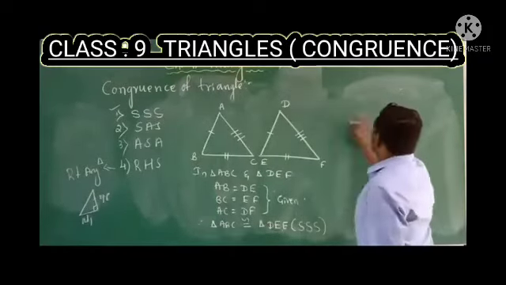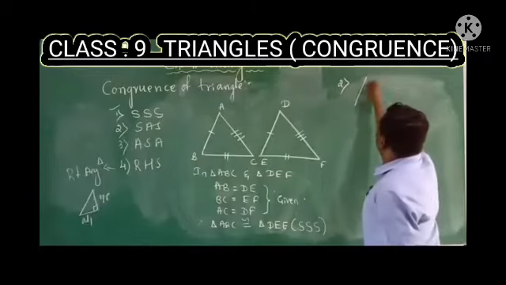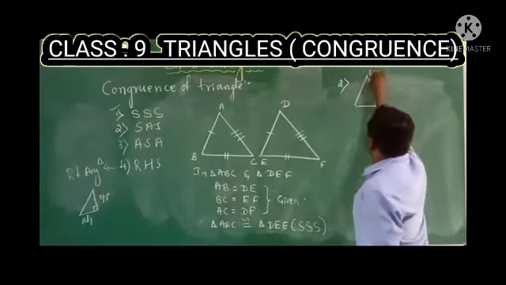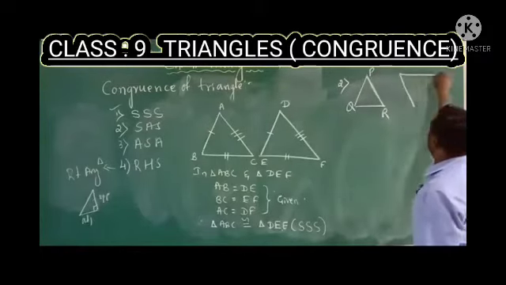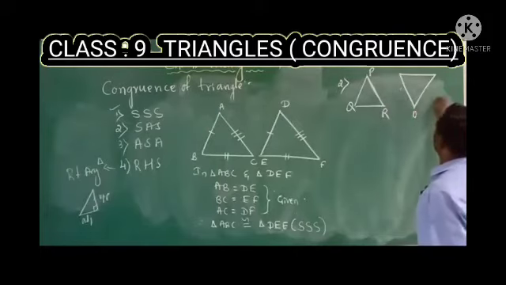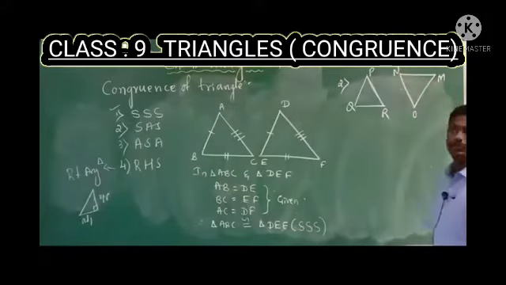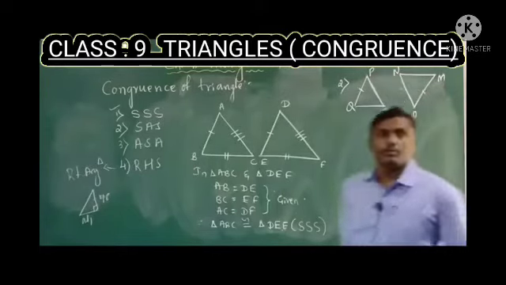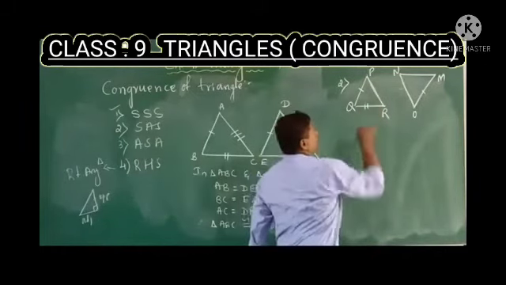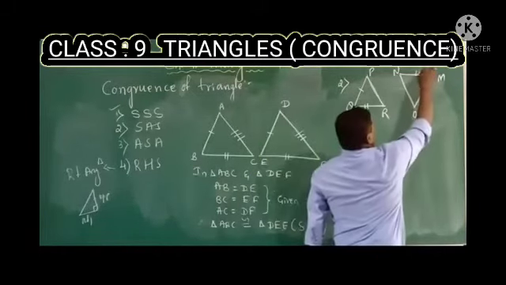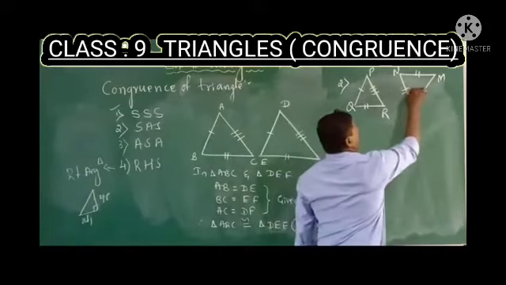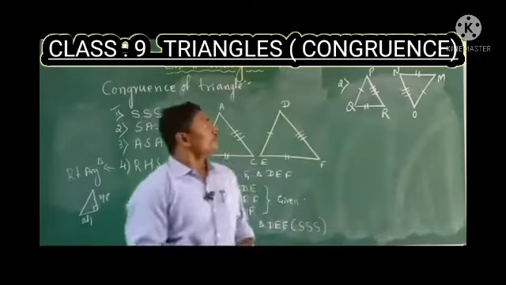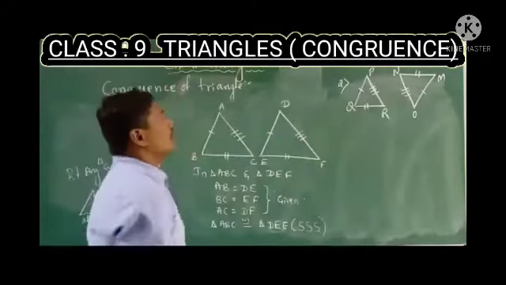Take one more example. For the second one, take triangle PQR and triangle OMN. PQ is equal to OM, PR is equal to ON, QR is equal to NM. So you are going to prove that the given two triangles are congruent.